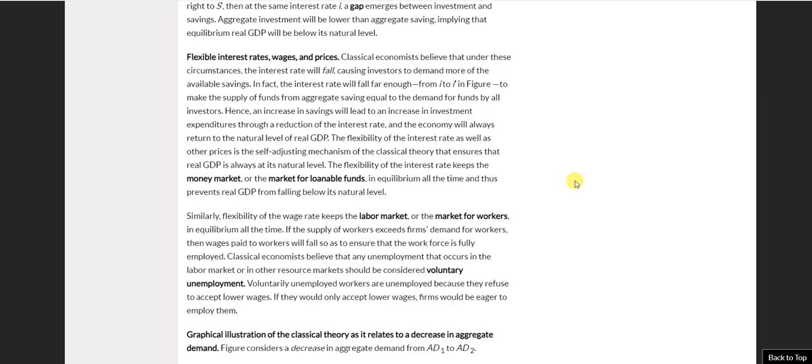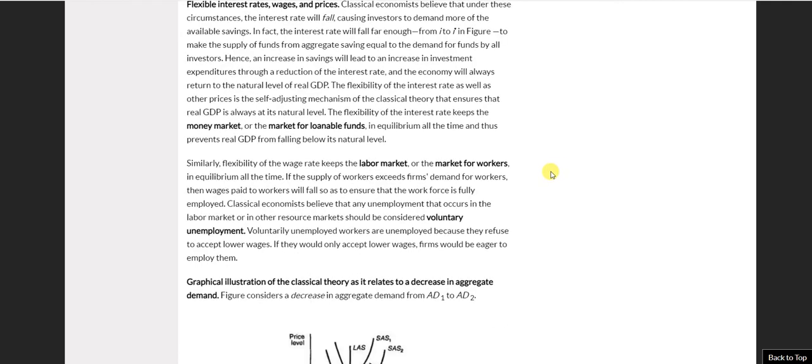Similarly, flexibility of the wage rate keeps the labor market, or the market for workers, in equilibrium all the time. If the supply of workers exceeds firm demand for workers, then wages paid to workers will fall so as to ensure that the workforce is fully employed. Classical economists believe that any unemployment that occurs in the labor market or in the resources market should be considered voluntary unemployment. Voluntarily unemployed workers are unemployed because they refuse to accept lower wages. If they would only accept lower wages, firms would be eager to employ them.